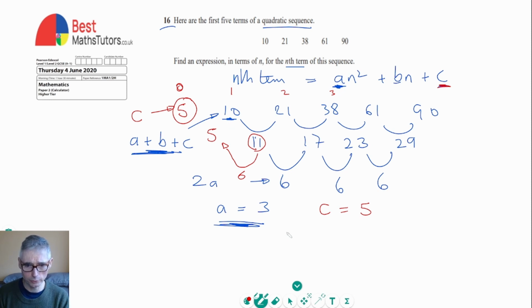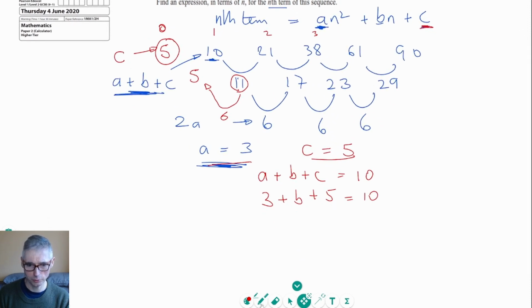Now, because we know that a plus b plus c equals 10, and we know the value of a and we know the value of c, it's quite easy for us now to find the value of b. So I can say, well, replacing a by 3, and then I've just got the b that I want to find, plus 5 equals 10. So then what I'll get is 3 plus b plus 5 equals 10. Got b equals 2.